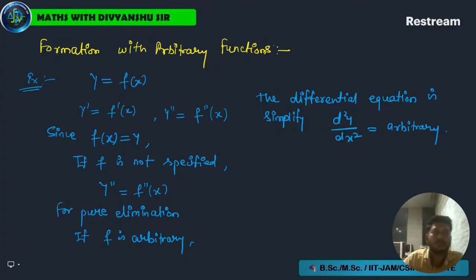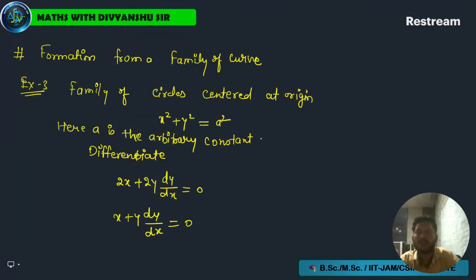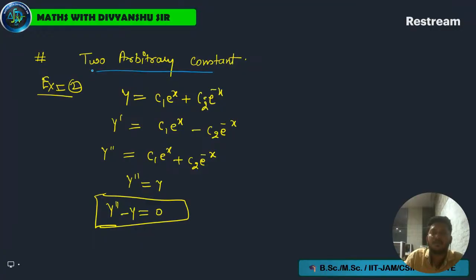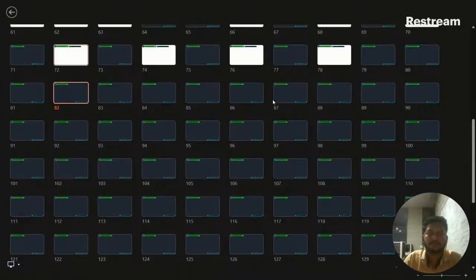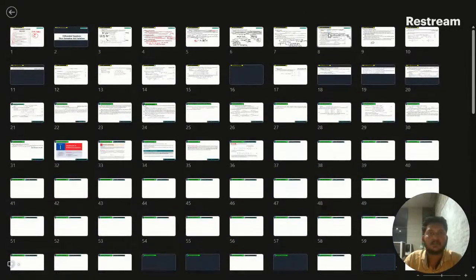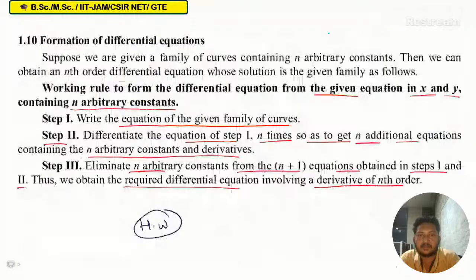Now I come to my topic. These are the basics of how you form equations with some constants or some arbitrary function with respect to the dependent variable. Here is the formation from a family of curve, here the formation with arbitrary function, and here we take one or two arbitrary constants. Now formation with one arbitrary constant. So come to the main part. On page number 8, I'll show you some more examples.